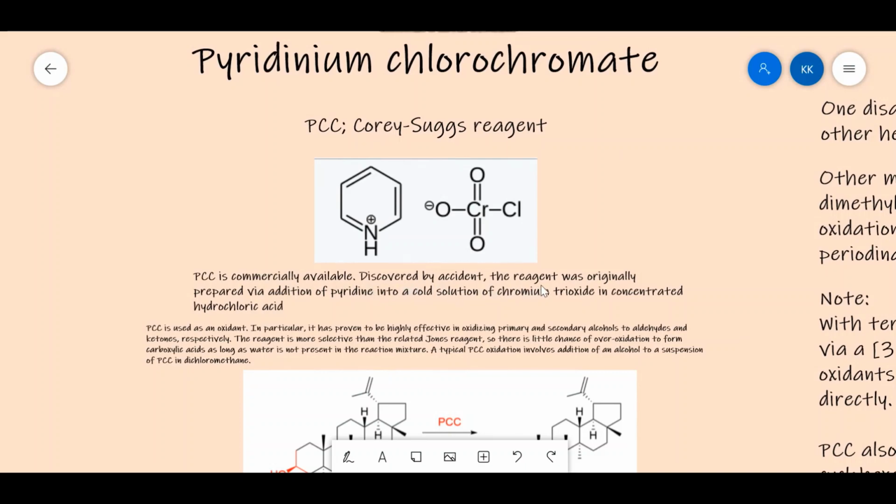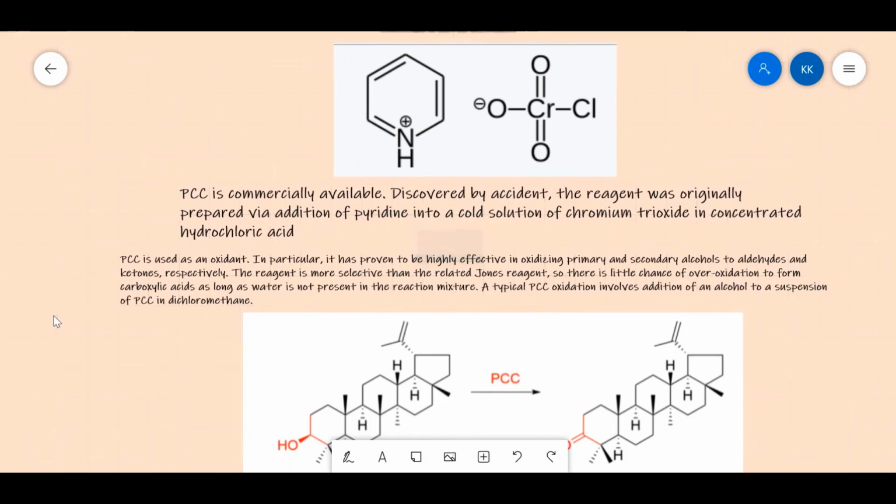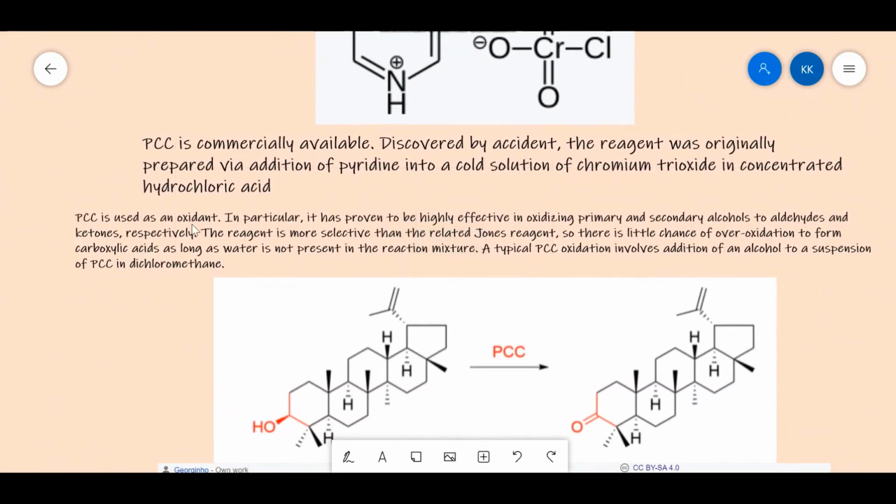The reagent was originally prepared via the addition of pyridine, which is this compound, the nitrogenous ring, into a cold solution of chromium trioxide in concentrated hydrochloric acid. Now, let's look at the use. PCC is used as an oxidant. In particular, it has proven to be highly effective in oxidizing primary and secondary alcohols to aldehydes and ketones respectively. So it's an oxidizing agent.